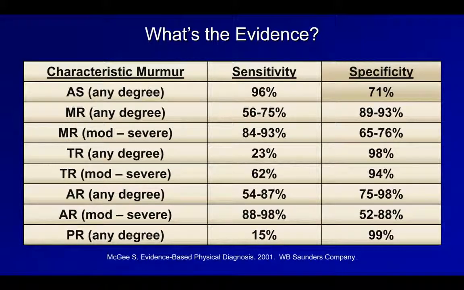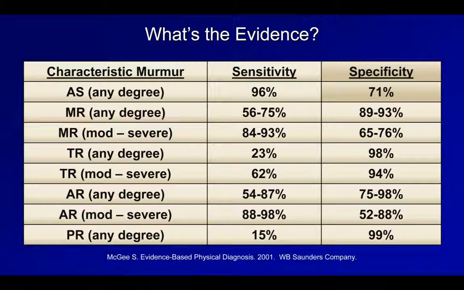Here, McGee has compiled various studies looking at the sensitivities and specificities of what clinicians identified as a, quote, characteristic murmur. As one should expect, these numbers vary based on the severity of underlying valvular disease. For example, the murmur of mitral regurgitation is 56 to 75% sensitive when detecting echocardiographic mitral regurgitation of any severity, but increases to a sensitivity of 84 to 93% when detecting either moderate or severe disease. Overall, these numbers compare pretty favorably to the test characteristics of other parts of the physical exam.